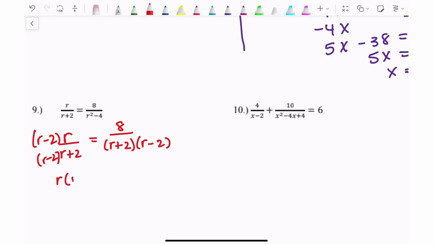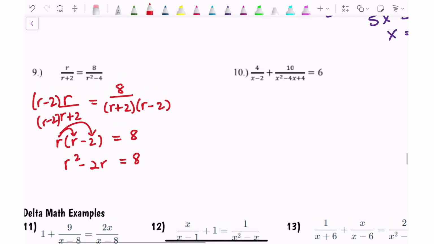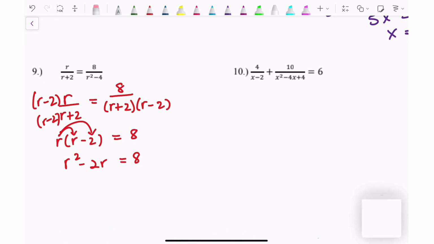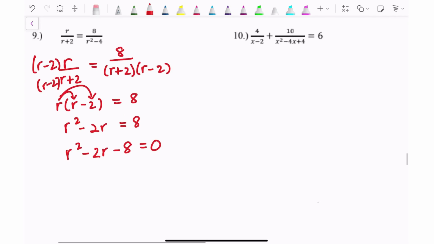But I have r times r minus 2 from the top is equal to 8. I'm going to distribute. That gives me r squared minus 2r is equal to 8. When you see a term squared, let's clear out these. We don't need them. When I see that r squared term, I'm going to get it equal to 0 because it's a quadratic equation. And then I did that by moving the 8 over and making it negative.